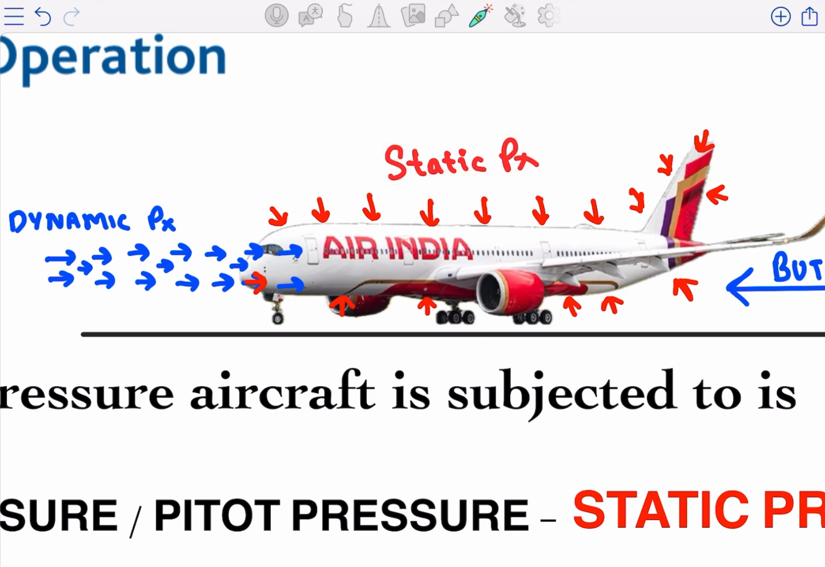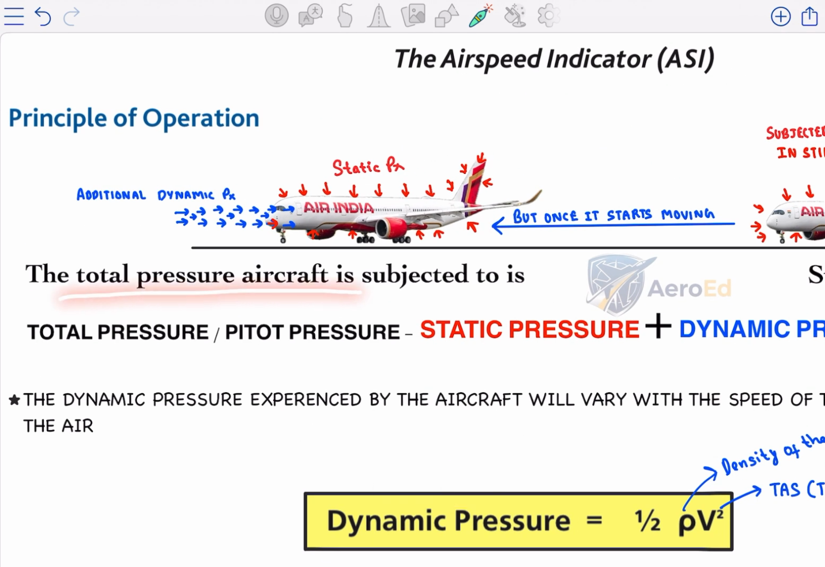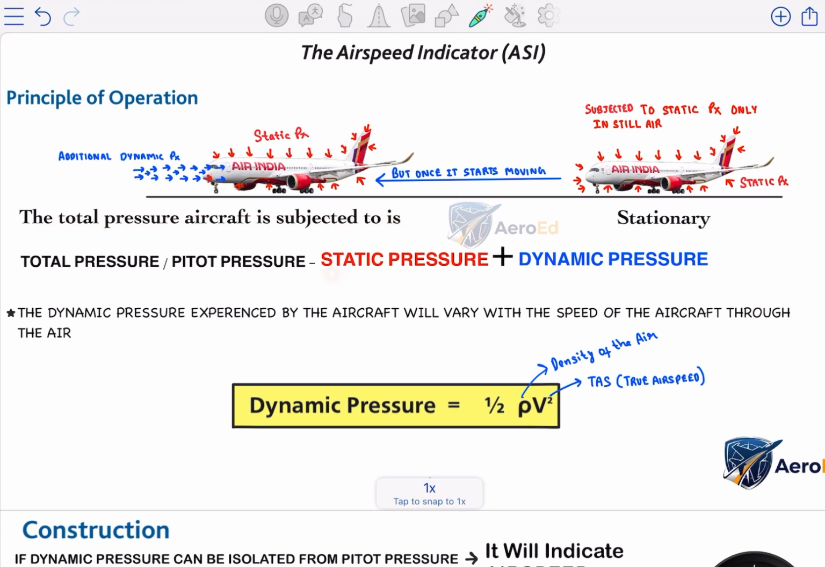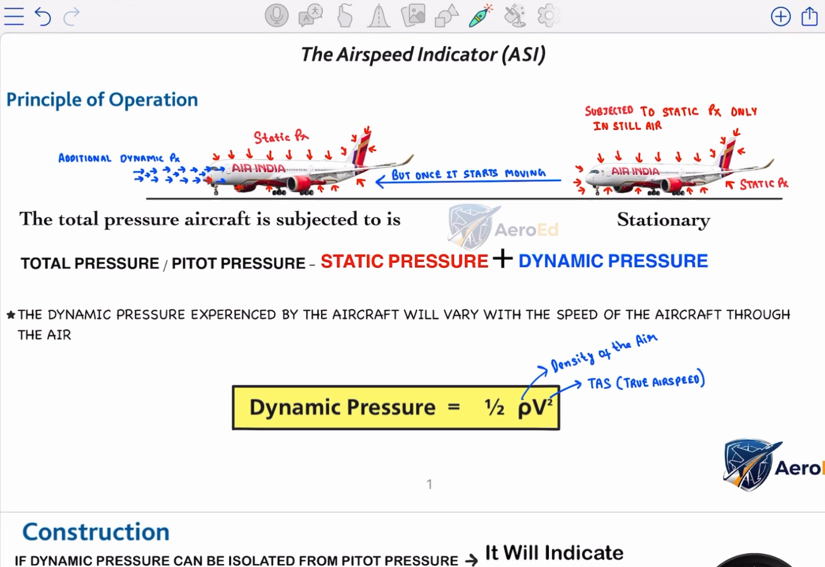So what is the total pressure? The total pressure the aircraft is subjected to is the static pressure plus dynamic pressure. Let's read this one. The dynamic pressure experienced by the aircraft will vary with the speed of the aircraft through the air. What this statement is saying is that when the speed of the aircraft changes, the dynamic pressure changes.